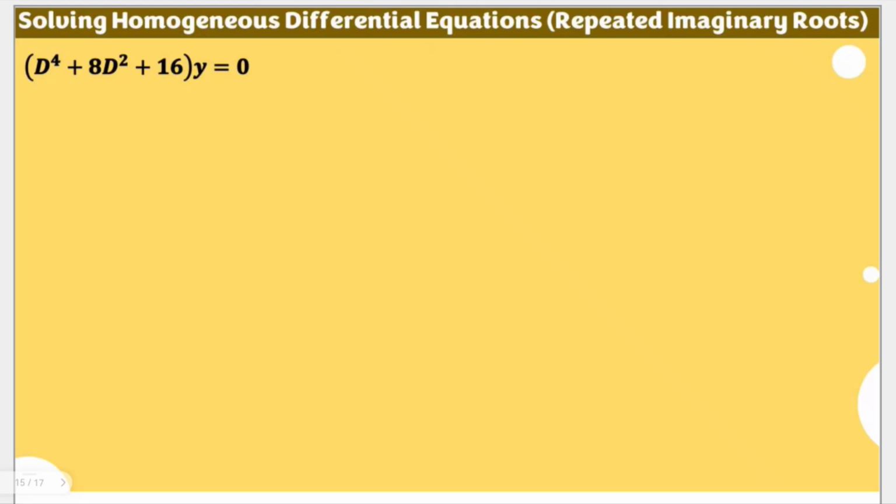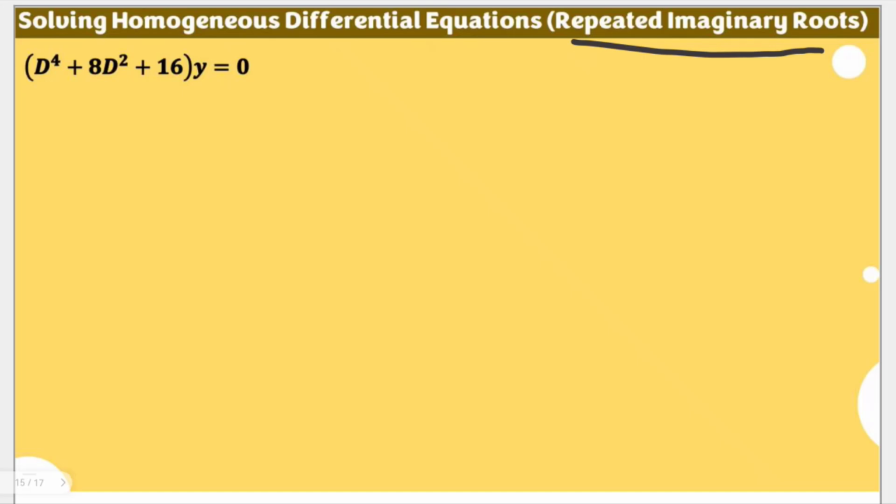This time, we are given a homogeneous differential equation where it is claimed that the roots of the equivalent auxiliary equation are imaginary and there are duplications. So we need to show that first before we could apply the general solution intended for repeated imaginary roots for these types of equations.